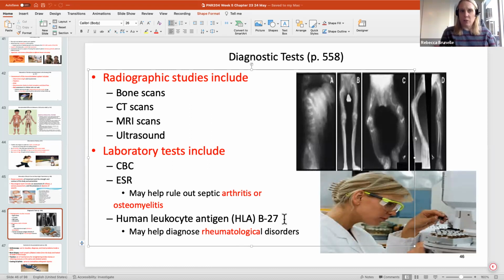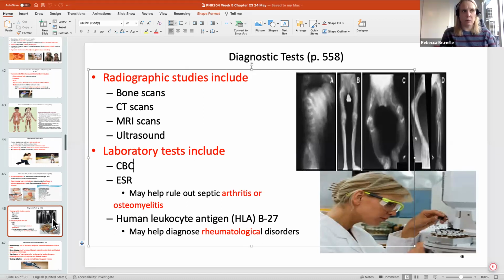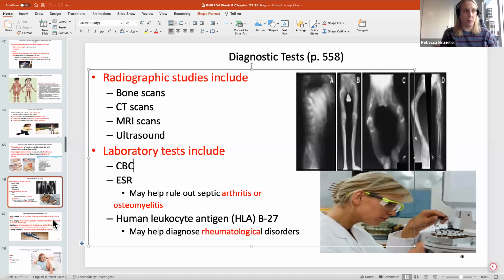These are not necessarily very common in children, but certainly when you're talking about osteomyelitis, which is an infection of the bone, you're going to be sending both the CBC and the ESR. Not you'll be sending, someone else will be ordering.